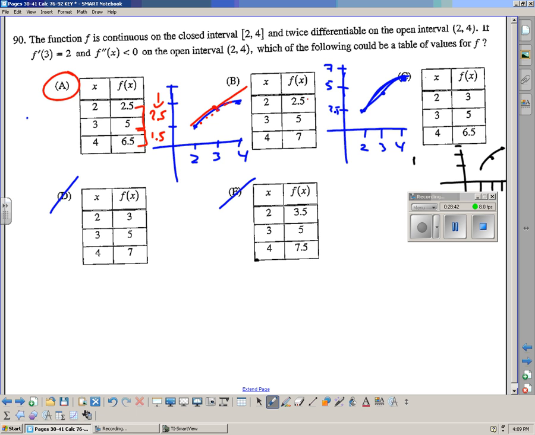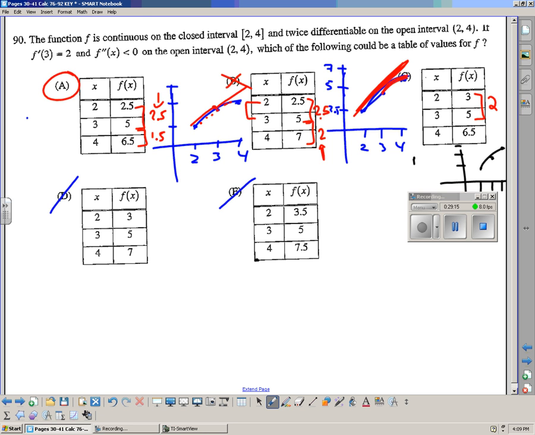B, if I look at my slopes, 2.5, and by the way, I'm just doing the change in f because these intervals of x are just 1. So my slope is 2.5, but then from 5 to 7, it's 2. My tangent line has to ride above the curve. So my slope can't be 2 from 5 to 7. It has to be less than 2. That's the idea of concavity. That the concavity, my slope has to be decreasing as I go along the curve. So this would be out. And then C, my slope from 3 to 5 is 2.